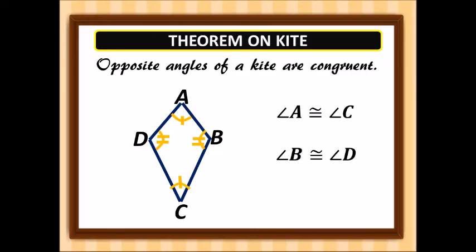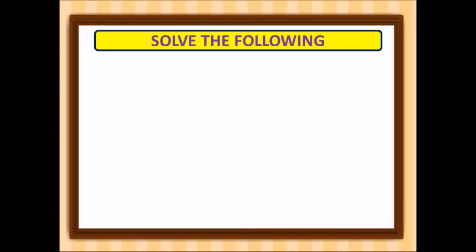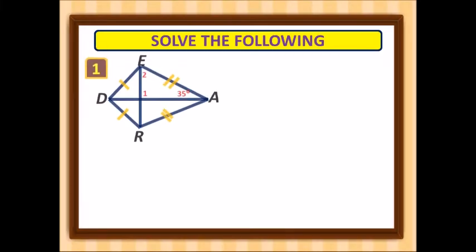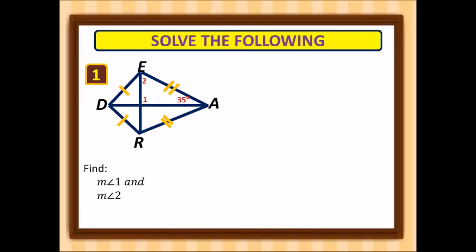Okay, now let's solve the following using the different theorems that we mentioned a while ago. Find the measure of angle 1 and the measure of angle 2. Using the theorems, the diagonals of a kite are perpendicular. Therefore, the measure of angle 1 is equal to 90 degrees. Now, let's solve for the measure of angle 2.